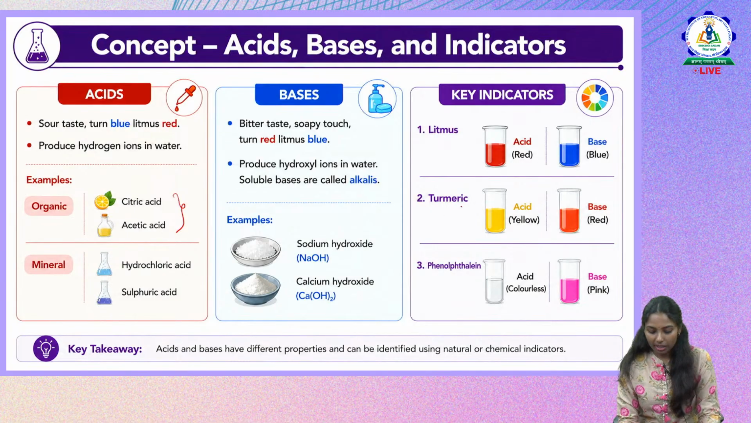And in case of turmeric as an indicator, in case of acidic medium it is yellow in color. In case of basic medium it is reddish brown or red in color. Here in the phenolphthalein, the one more indicator we have, in acidic medium it is colorless, in basic medium it is pink.